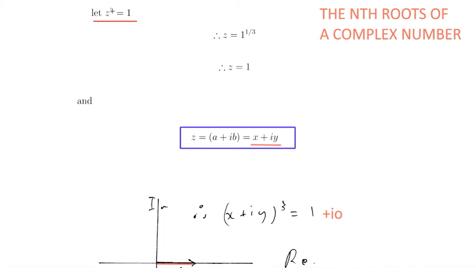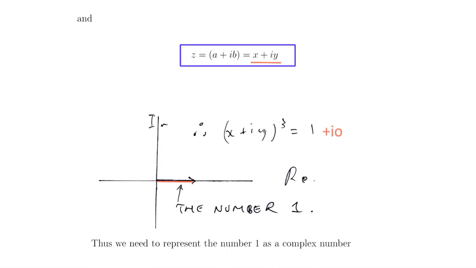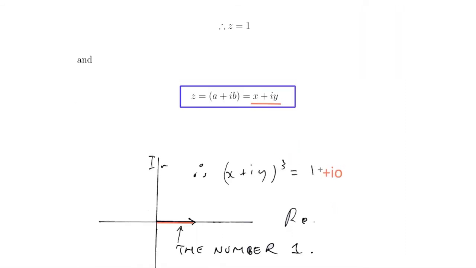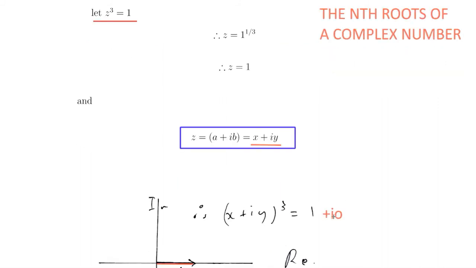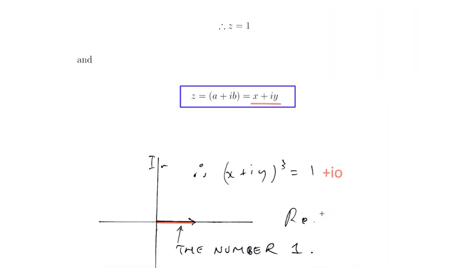Seeing as this has been defined as z cubed equals 1, then we can do some rearranging to say that z is equal to 1 to the power 1/3, and therefore z is equal to 1. Now, z being x plus iy, we can rewrite this as x plus iy cubed equals 1. And there is no imaginary part, it's just equal to 1. That is to say that the i is being multiplied by 0, which is another way to view that.